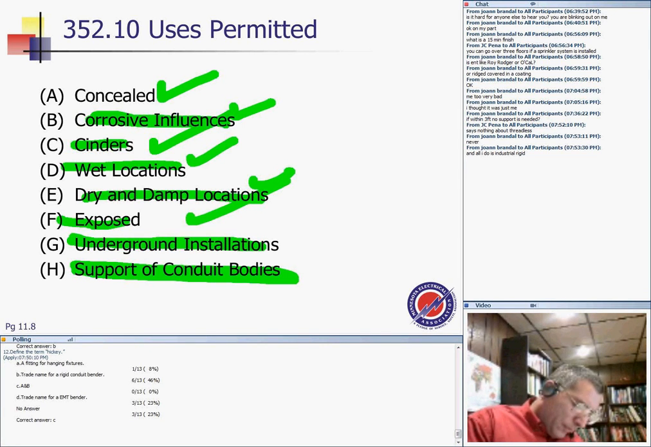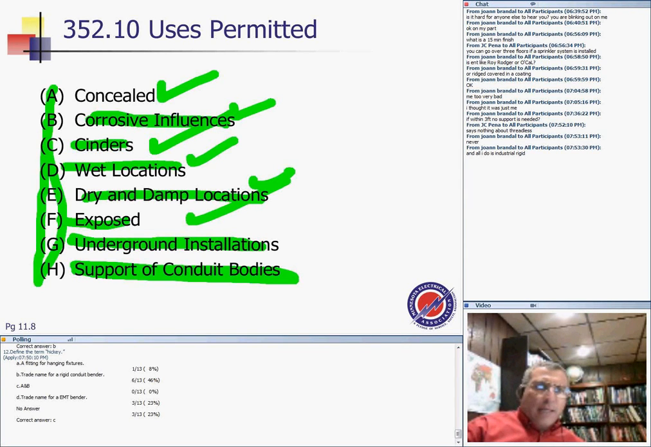Use is permitted. Location and so forth. We got that one: concealed, cinder, wet location. Exposed, underground. Support of other conduits shall be permitted to support so on, but not larger than. There's some restriction on how big a size you can support. So as you can see, it's superior. You can almost use it anywhere.